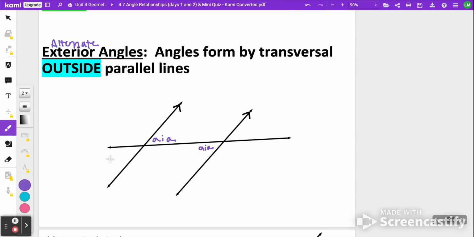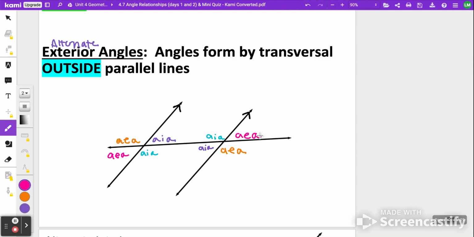Okay, these two purples match because they are formed by the transversal and they are inside. We have another AIA set. Both of these are congruent. Alternate exterior angles would just mean on the outside of the parallel lines. AEA matches AEA. And then the last one, here's another set of alternate exterior angles.